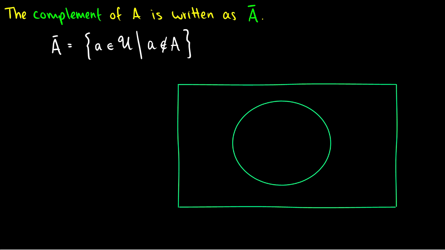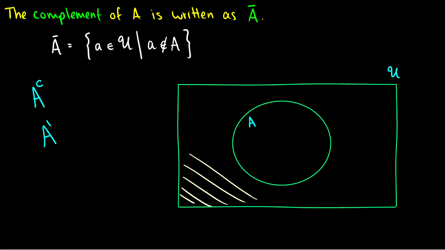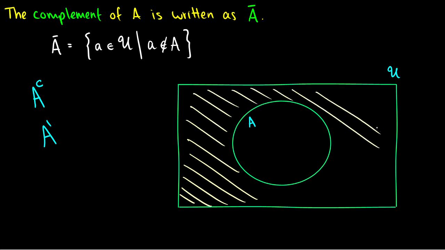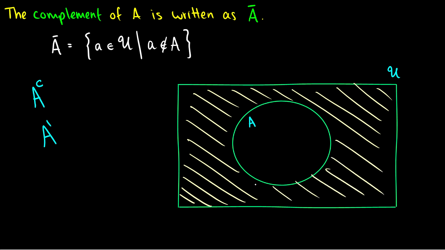So the first thing we can do is write the complement of A, and that is written as A with a bar on top. You might also see it written as A with a little c, or A prime, and these are all complements. Essentially, if we have a set A, and this is our circle, and a universe U, the complement of A is everything outside of the set A that is in the universe.